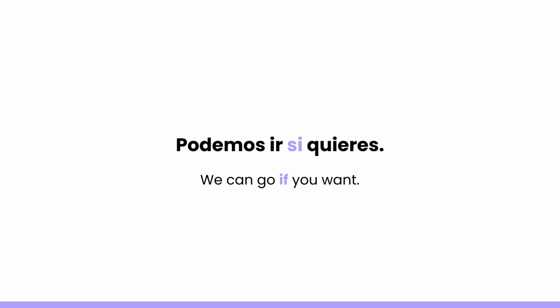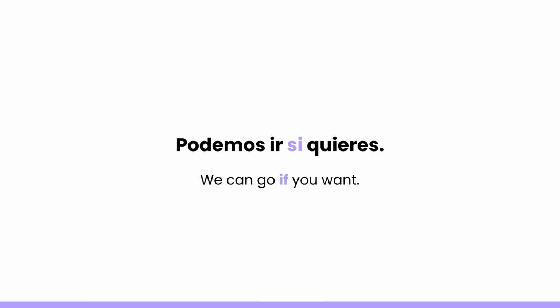All right, the next one is si. This si is written without a tilde, without an accent on the i. So si, S-I, and this means if in English. Let me give you an example with this one. If we want to say, we can go if you want, then in Spanish this would be: Podemos ir si quieres. We can go if you want. So si means if here.